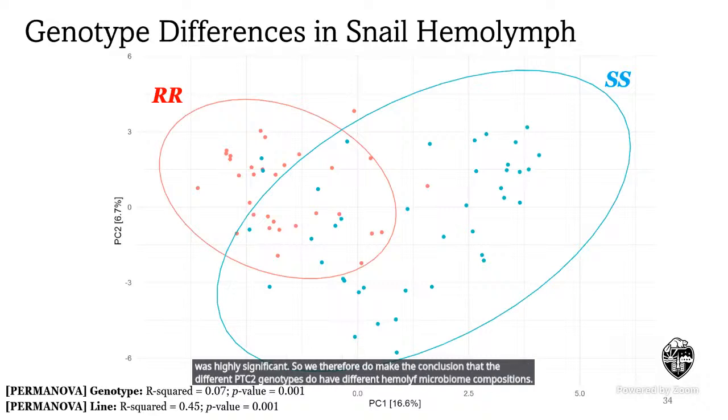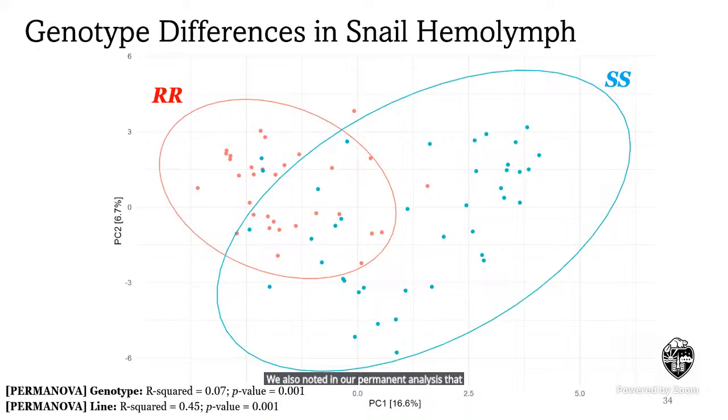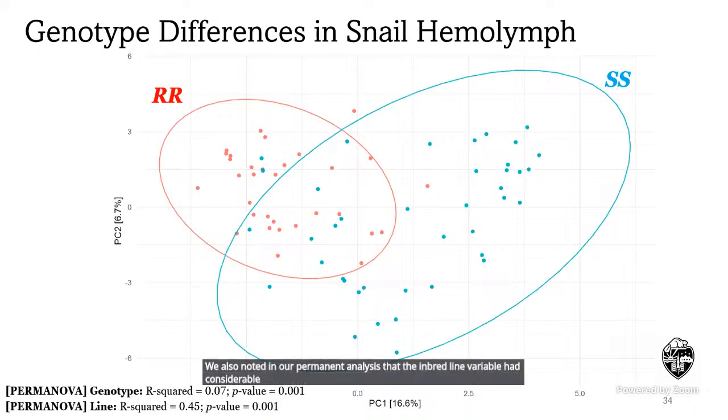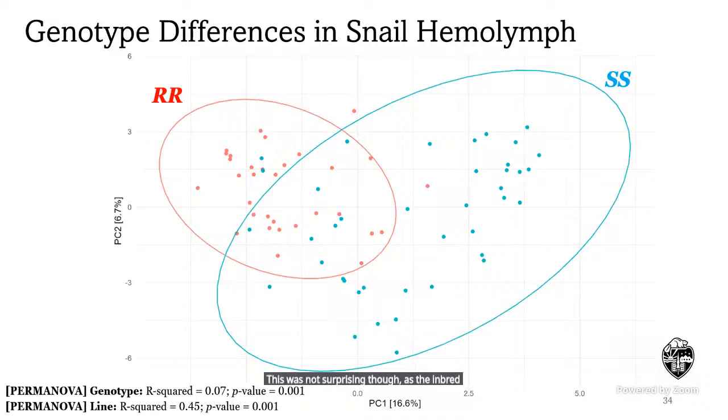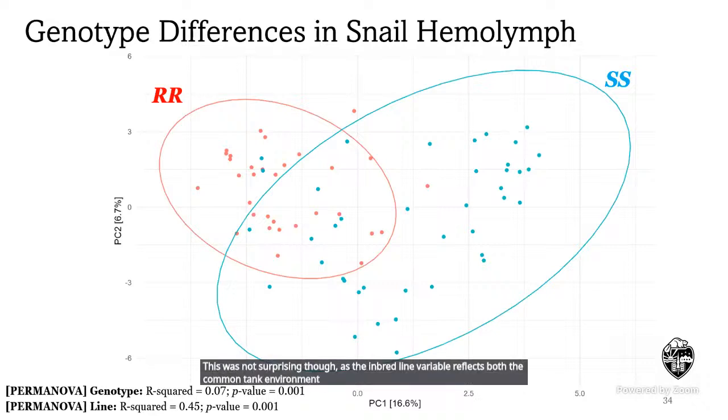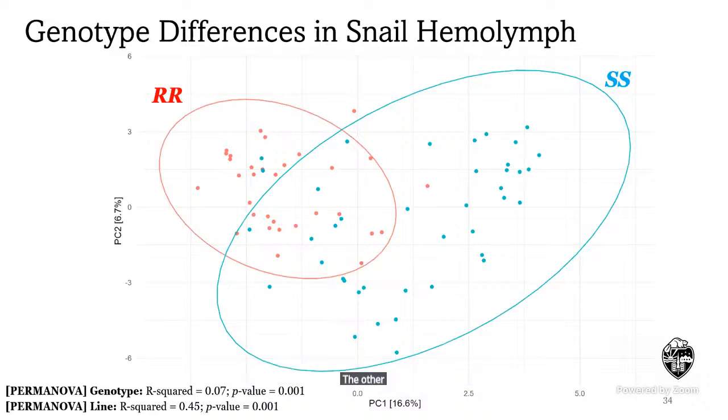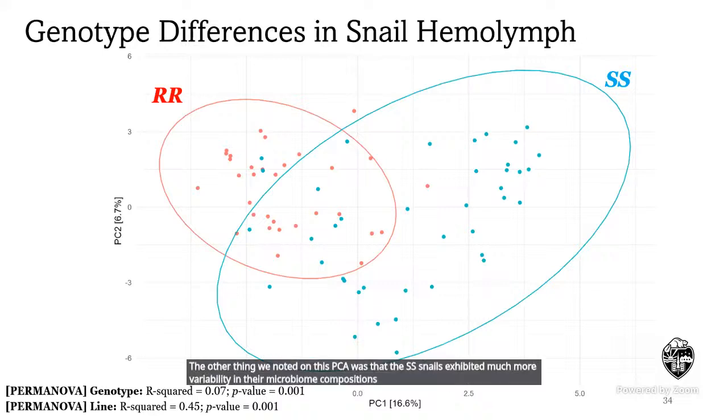We also noted in our PERMANOVA analysis that the inbred line variable had considerable among-line variation, as the R squared value was 0.45. This was not surprising though, as the inbred line variable reflects both the common tank environment that those snails are sharing within their inbred line and also the genetic background of the starter snail that was used to propagate that inbred line. The other thing we noted on this PCA was that the SS snails exhibited much more variability in their microbiome compositions compared to the RR snails. I wanted to explore this further.